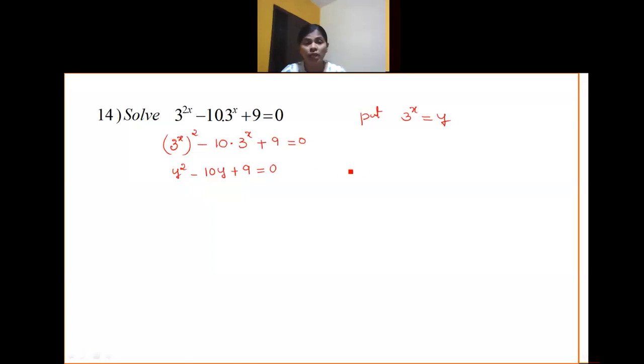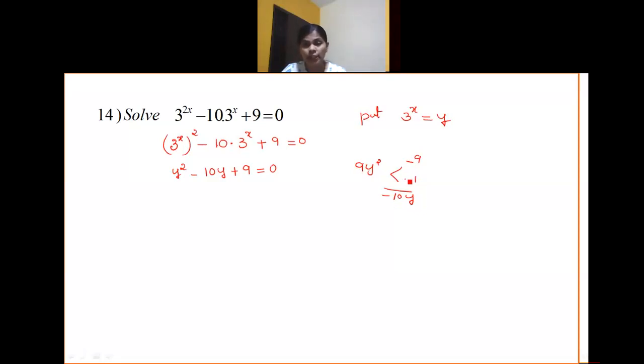Y square into 9 will give me 9y square. So I need to look for two numbers whose product is 9y square and the sum is minus 10y. And those are 9 and 1. If I multiply 9 and 1, I will get 9, but the sum needs to be minus 10.